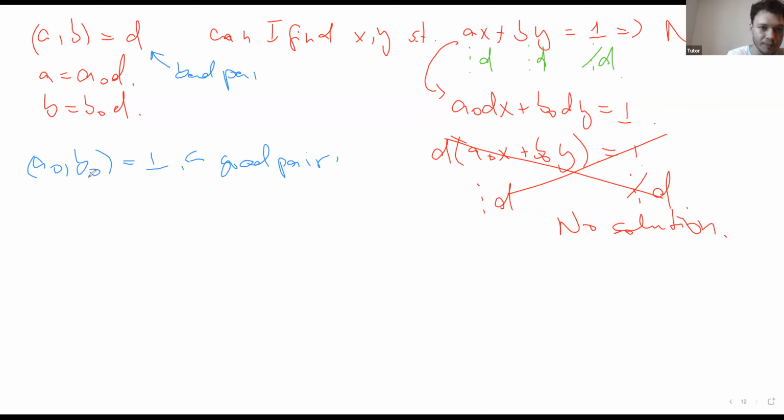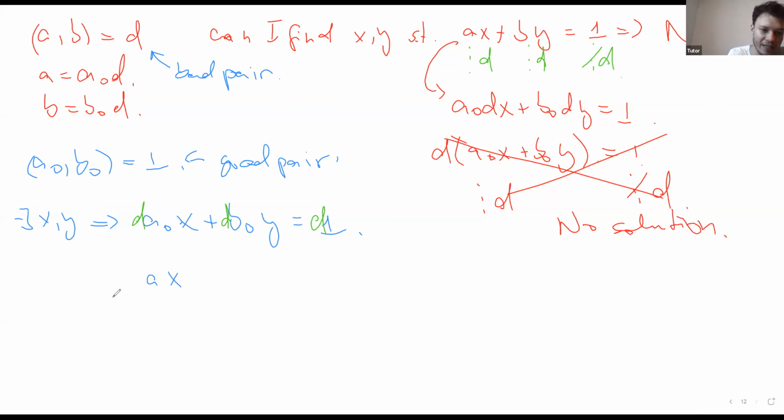Okay, so if I have a good pair, I can always apply Bezout's theorem for the good pair. So there's going to exist some x and y such that the following is satisfied: A0x plus B0y is equal to 1. And now what is the next thing I can do? Well, I can put back D. If I put D in here, and D in here, what am I going to get? If you look at A0D, well, A0D is just A.